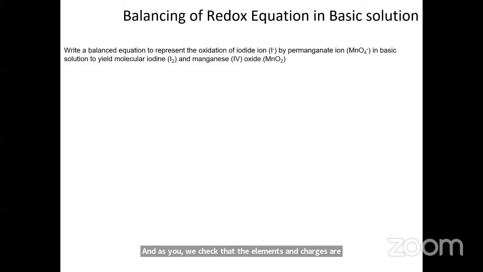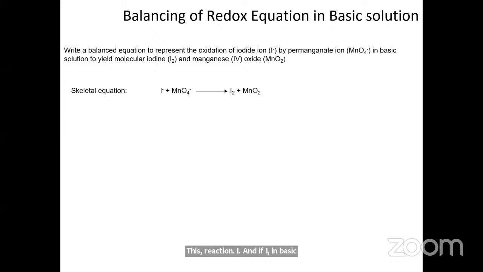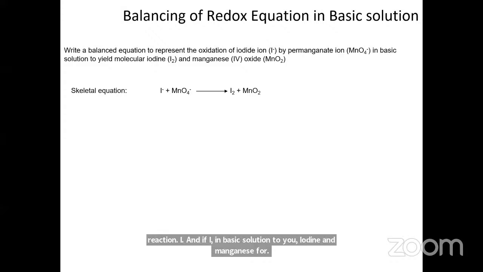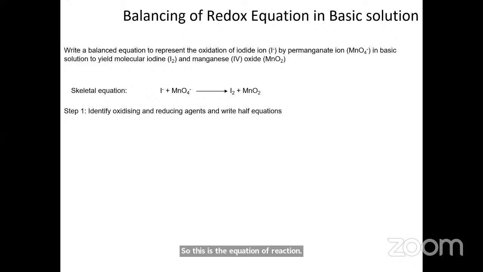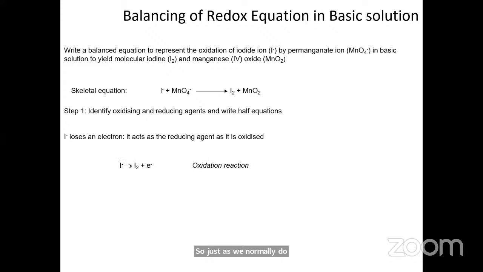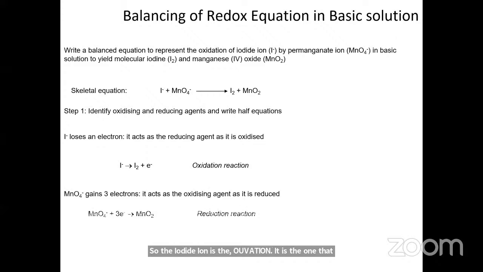So, for instance, we have this reaction: the iodide ion and the permanganate ion in basic solution to yield iodine and manganate. So this is the equation of reaction. Just as we normally do, we identify the oxidizing and reducing agents. The iodide ion is the oxidation half because it is the one that is oxidized, the loss of electron.